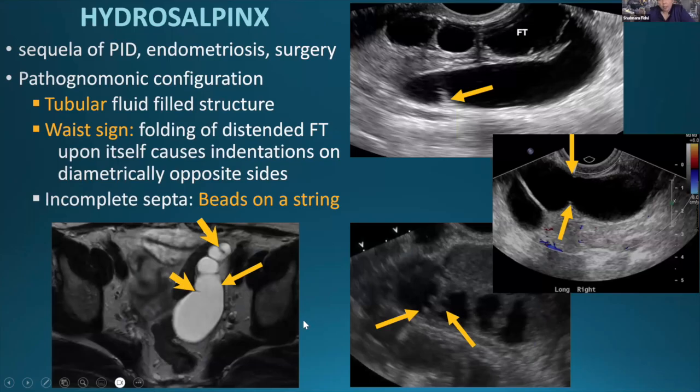So what is a hydrosalpinx? It's basically a dilated fallopian tube, like in this example here. It usually occurs as a sequela of pelvic inflammatory disease, can also occur due to endometriosis and surgery. And they have a pathognomonic configuration on imaging in that they're kind of tubular or serpiginous with a septated morphology, and that leads us to suggest a diagnosis of a hydrosalpinx.